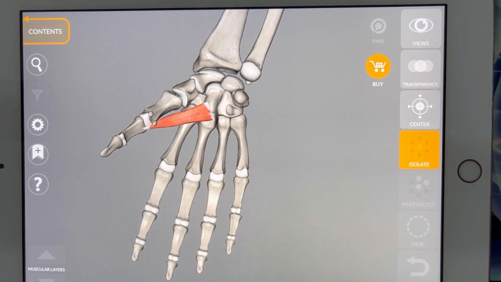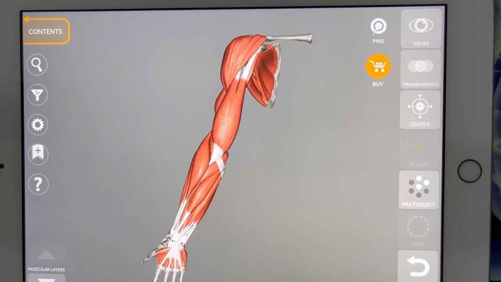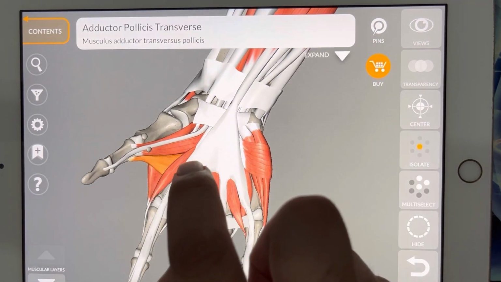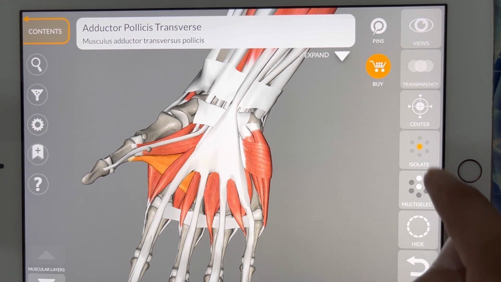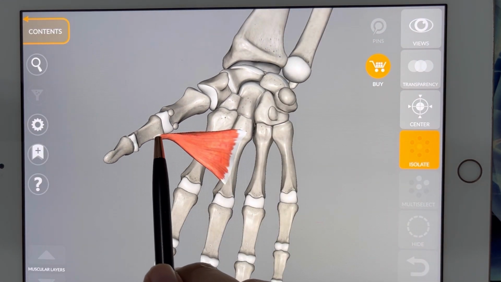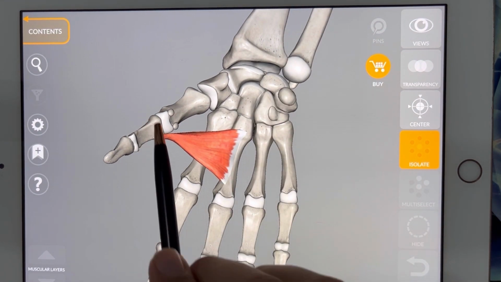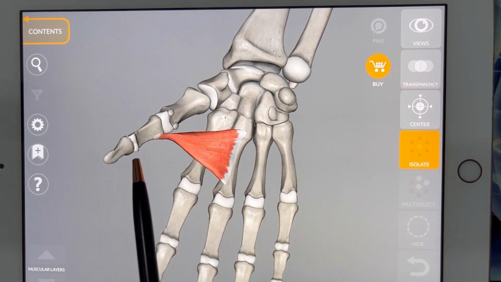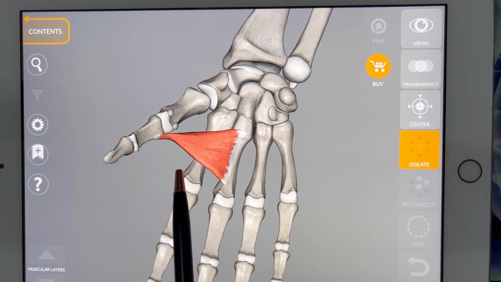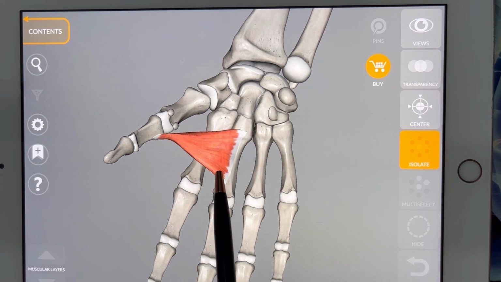the proximal phalanx. Now student, the other part of the adductor pollicis muscle, the transverse head, originates from the third metacarpal bone, and it also inserts on the base of the proximal phalanx of the thumb. So overall, the adductor pollicis has two parts, the oblique part and the transverse part.